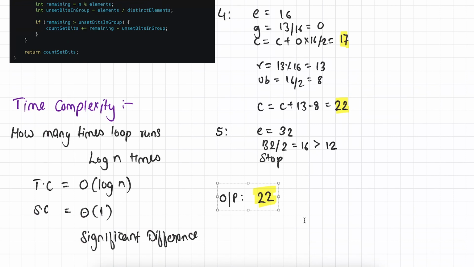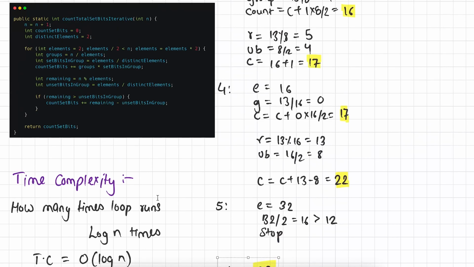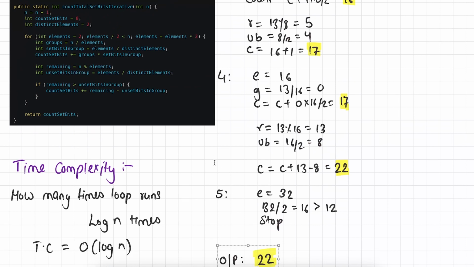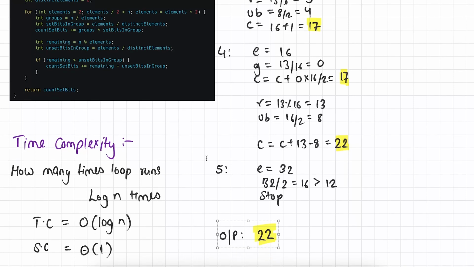So now let's talk about the time complexity of this function. To calculate the time complexity of this function, we have to figure out how many times this loop is running. It is clear that the loop is running log n times. Why? Because we are multiplying elements in each iteration by 2. So whenever we divide or multiply anything by 2, we always get time complexity as log of n. So the time complexity of this function is big O of log of n.